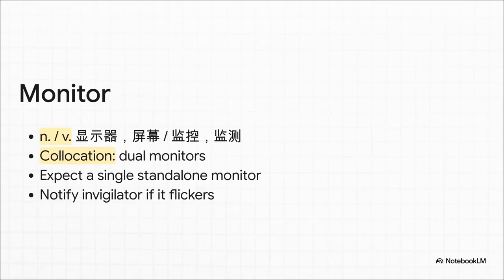Our very first core term is monitor. Monitor. The Chinese translation is 名词显示器屏幕动词监控监测. Now, what's really interesting about this in a Canadian context is that dual monitors are the absolute standard in most local offices. However, for the CELPIP exam, you're going to be looking at a single, standalone computer monitor.